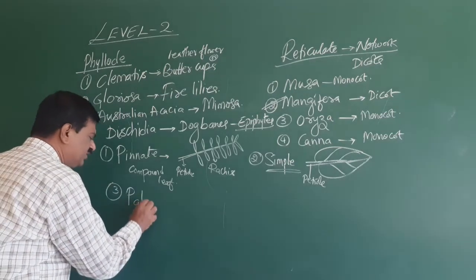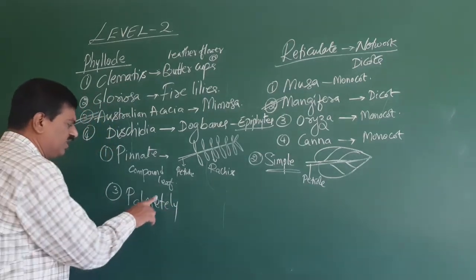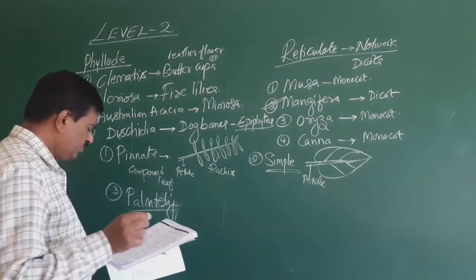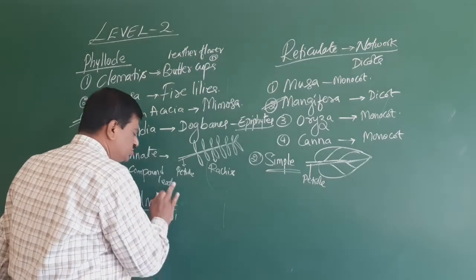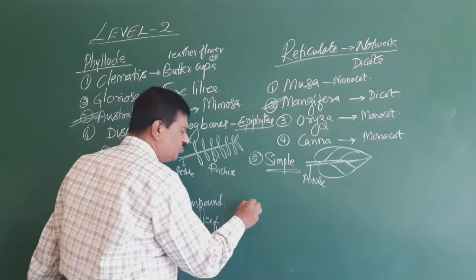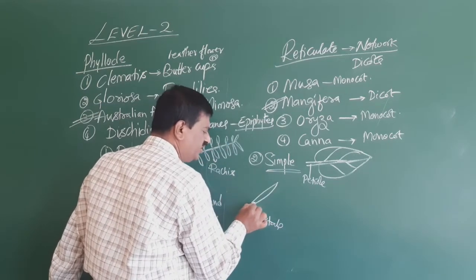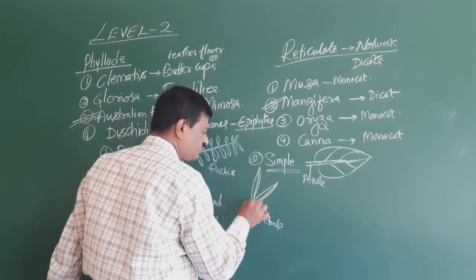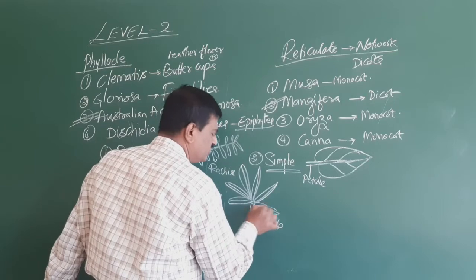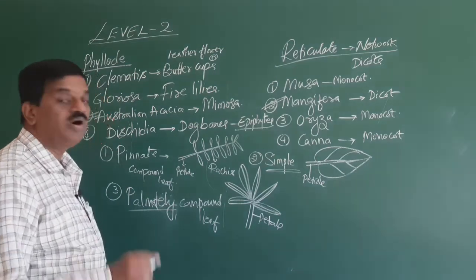Palmately is also called a compound leaf. So we can see here in a palmately compound leaf, the petiole is ending with leaves. The petiole is ending with many leaves like this, and this is called silk cotton. In silk cotton, there is a presence of compound leaf.